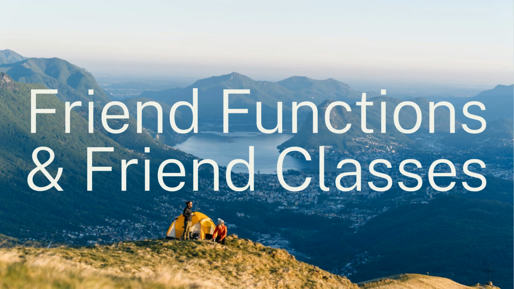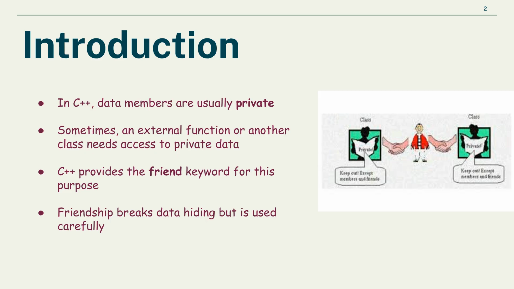Welcome to this video on friend functions and friend classes in C++. In C++, data members are usually private. When an external function or another class needs access to private data, the friend keyword is used. This practice breaks data hiding and should be used with caution.